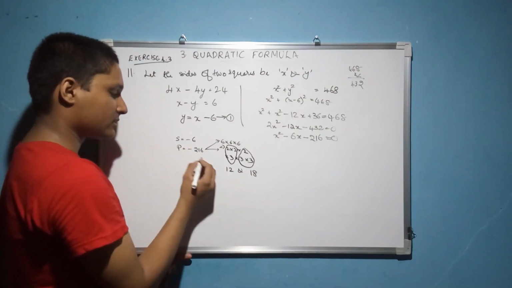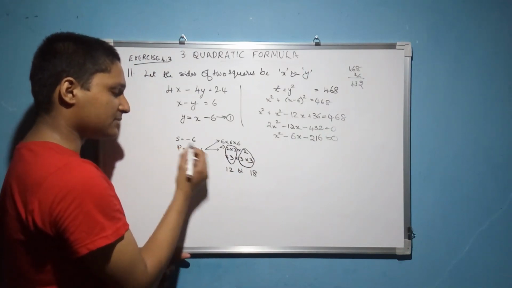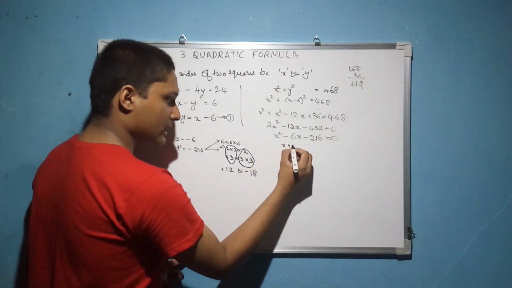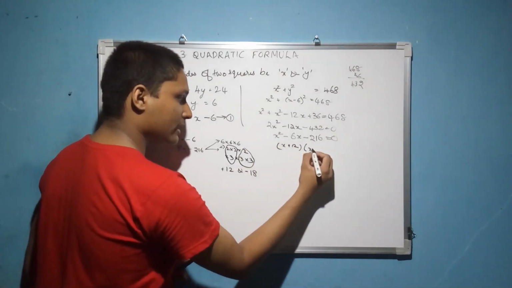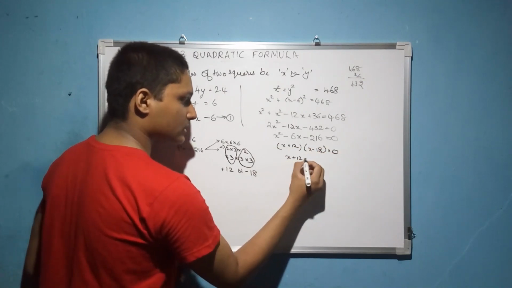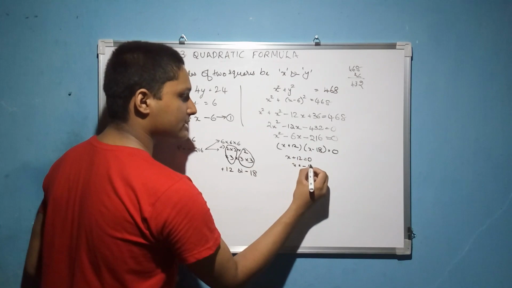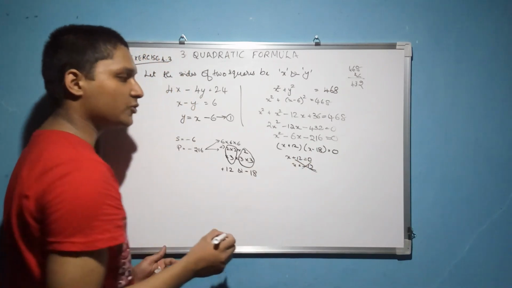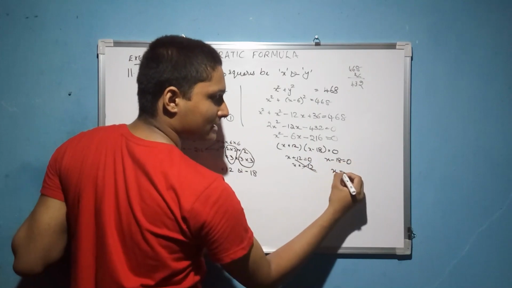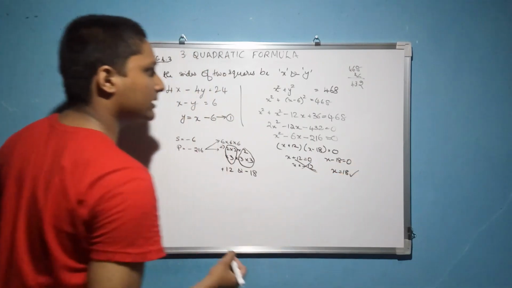Since the sum is negative, 18 should be negative and 12 should be positive. Therefore this forms (x plus 12) into (x minus 18) is equal to 0. So x plus 12 is equal to 0, therefore x is equal to minus 12. Can this be possible? No. Then you have x minus 18 is equal to 0, or x is equal to 18. That is possible over there.